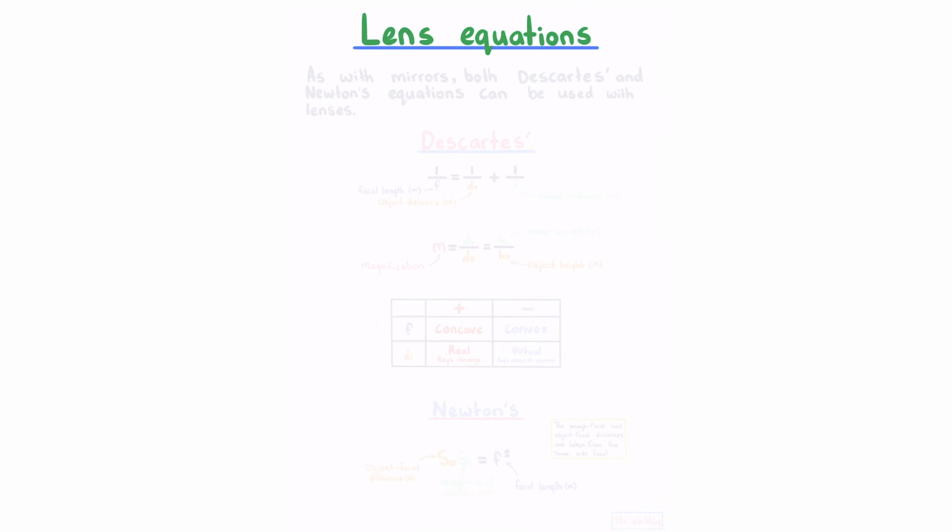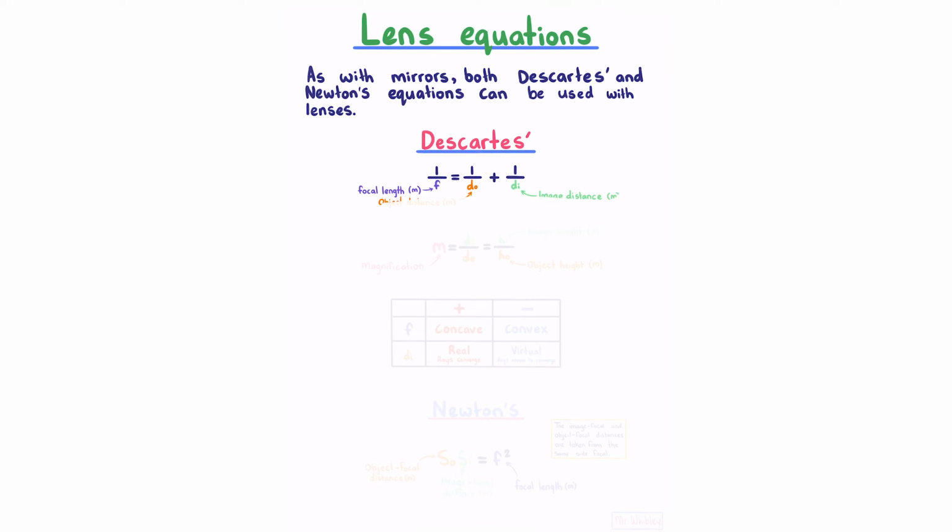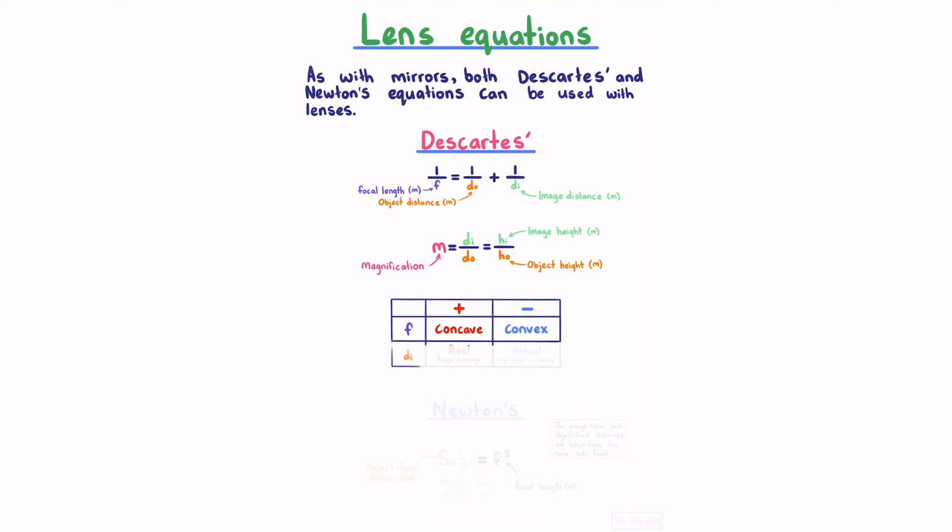Lens equations. As with mirrors, both Descartes and Newton's equations can be used with lenses. Recalling Descartes' equation, our magnification equation, where a positive focal length is used for a concave lens and a negative for a convex. A positive image distance means the image is real as the rays converge, and a negative image distance means the image is virtual as the rays only appear to converge.